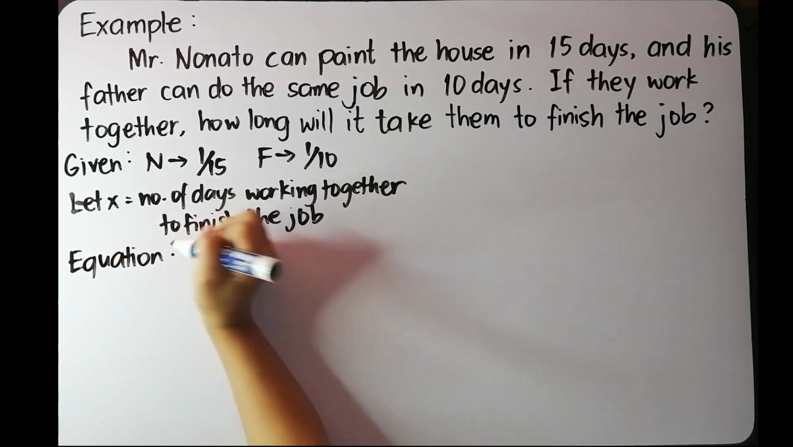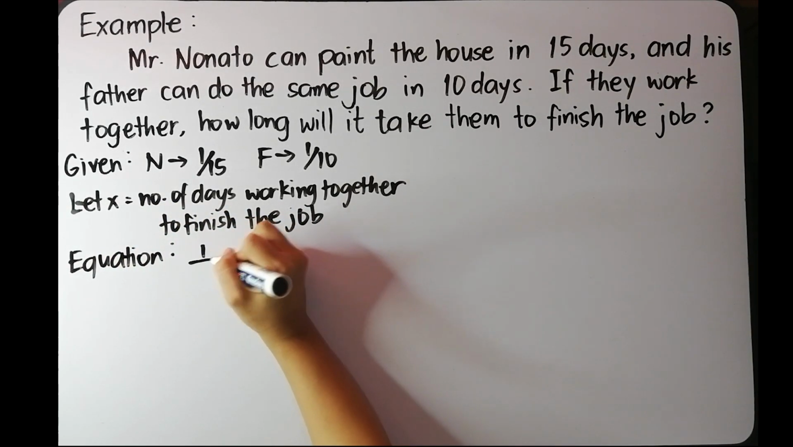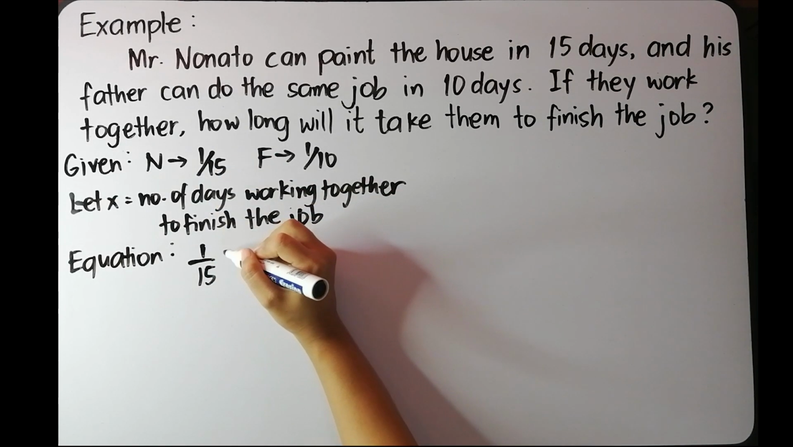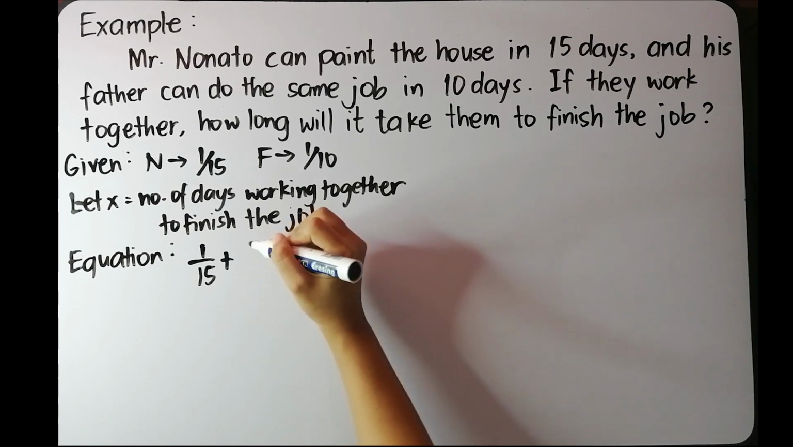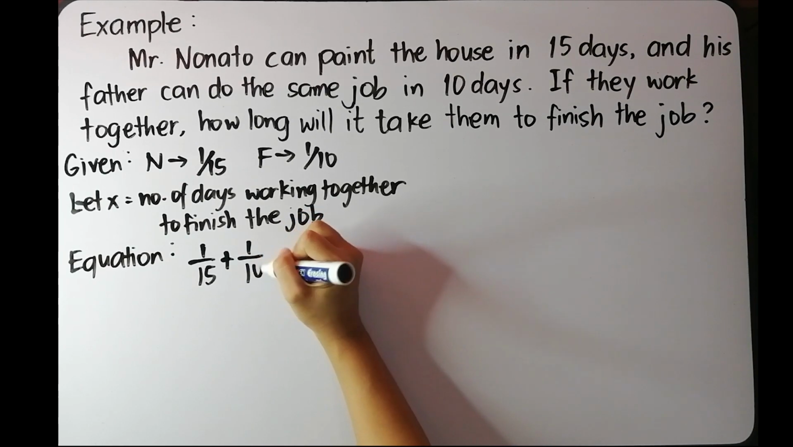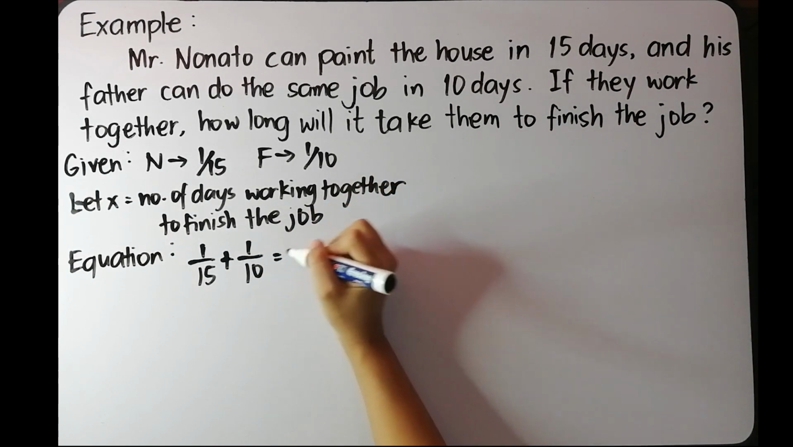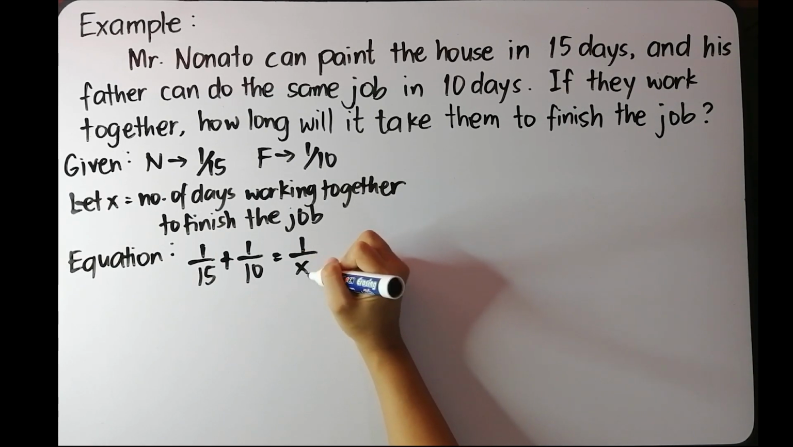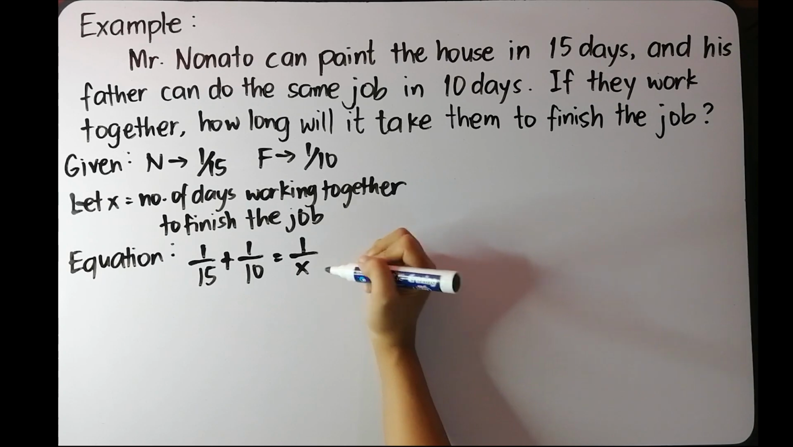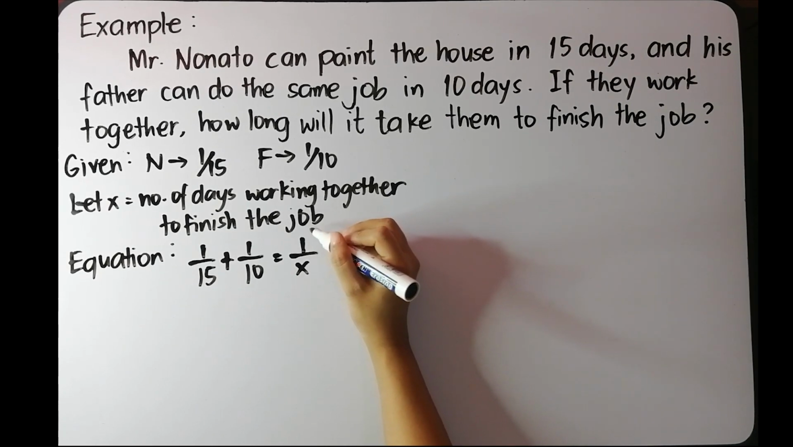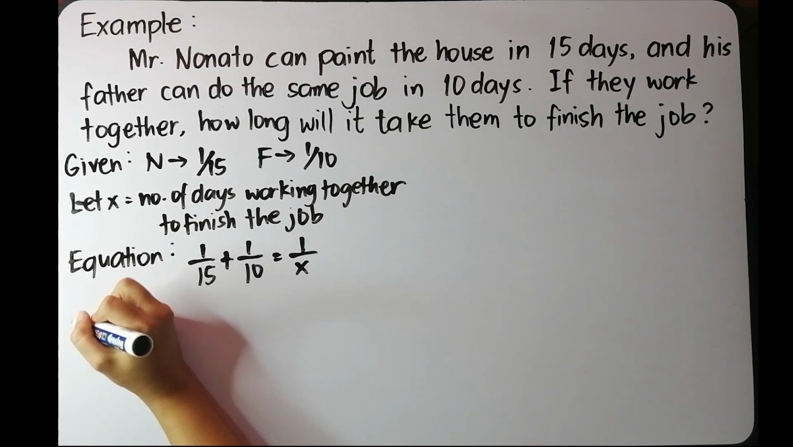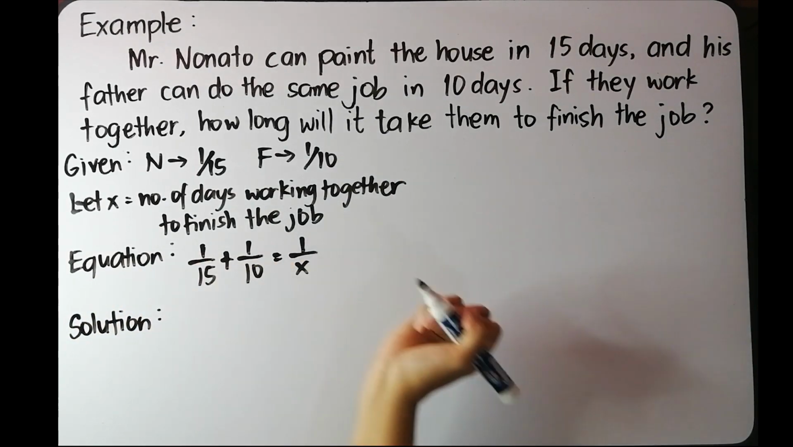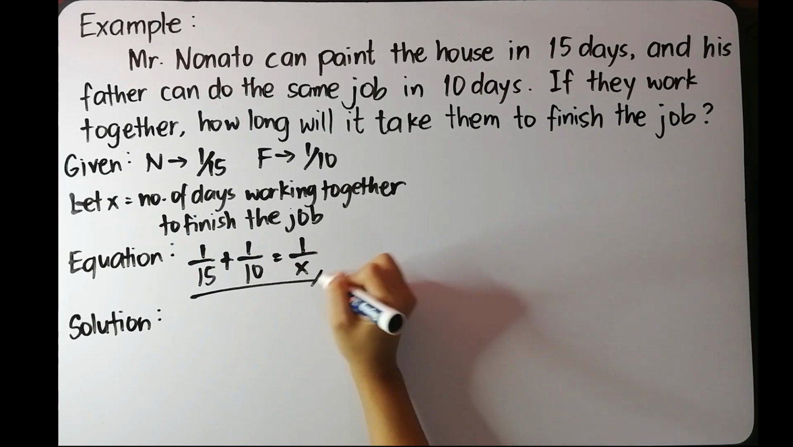So our equation here, we have 1 over 15, the work of Mr. Nonato. So they are working together, so let's add 1 over 10, the work of his father, equals to the same job over the number of days, or x, that they are working together in order to finish the same job, or that one job. So let's have the solution in solving our rational equation.